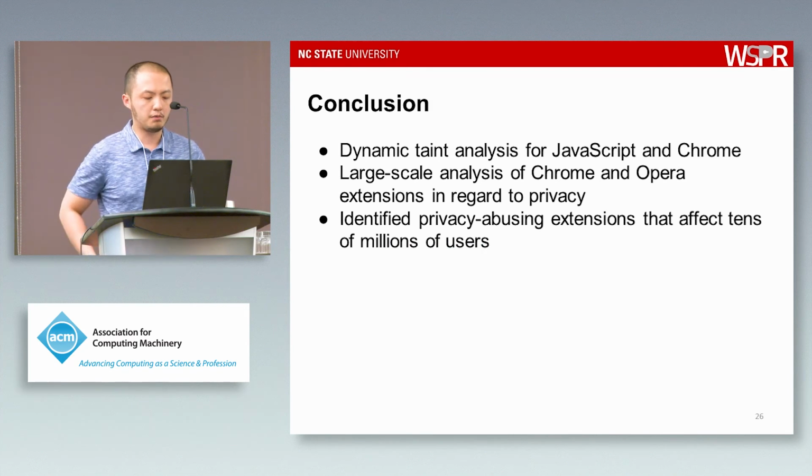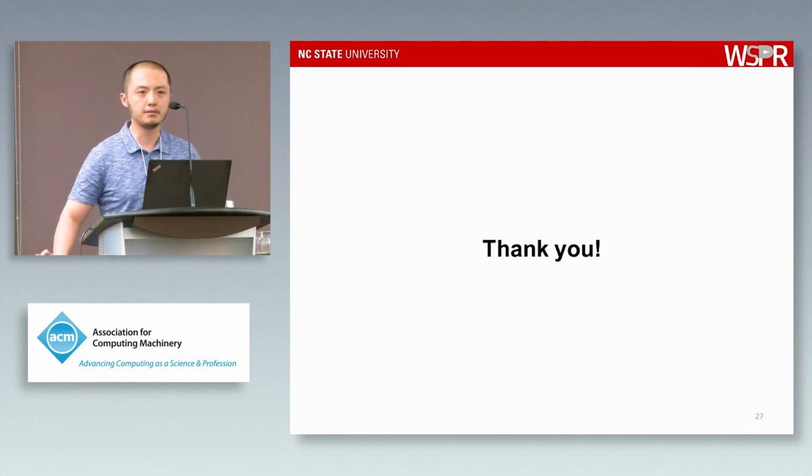And in conclusion, we have proposed a dynamic analysis technique for JavaScript in the Chrome browser context. We applied it to large-scale analysis of Chrome and Opera extensions in regard to their privacy practices. And we identified privacy-abusing extensions that affect tens of millions of users. And with that, I would like to thank you.